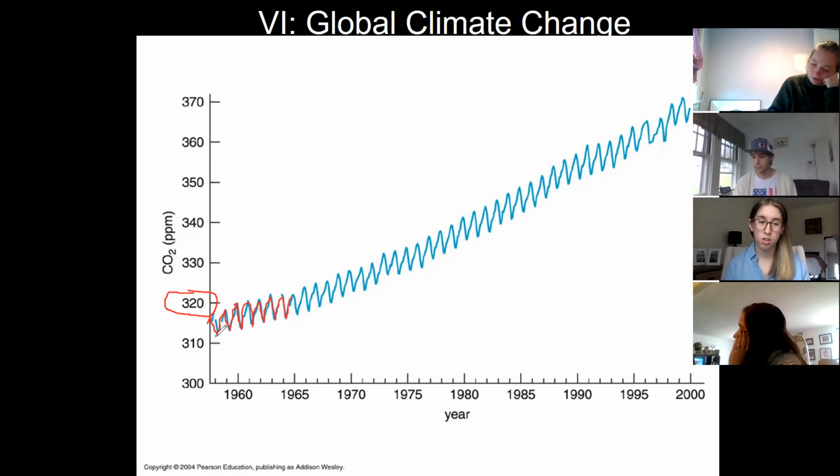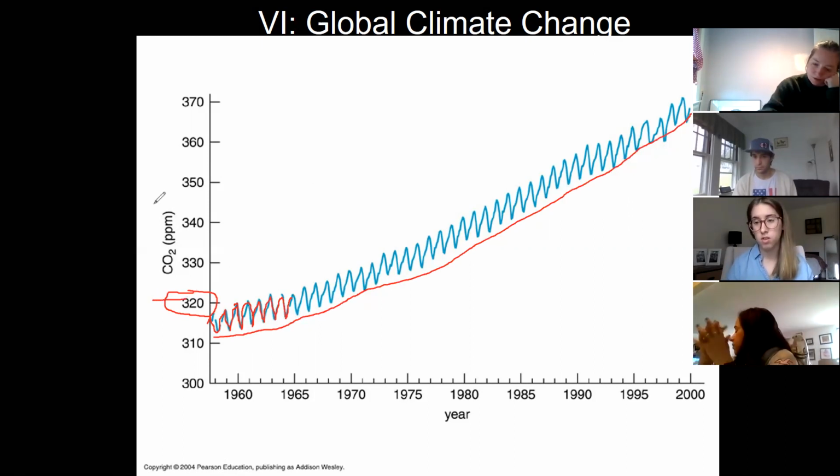Now, superimposed over that is this crazy dramatic rise where we see the levels of CO2 going from around 300 parts per million. And this graph, by the way, has been continued out to 2020, and it's continued to go up ever since then.